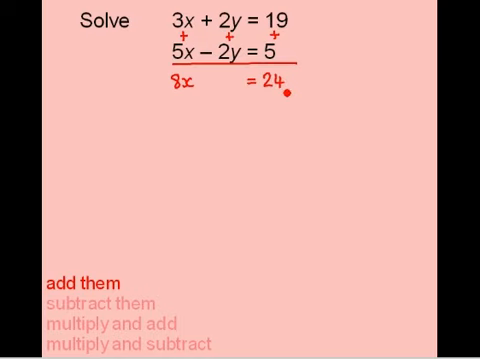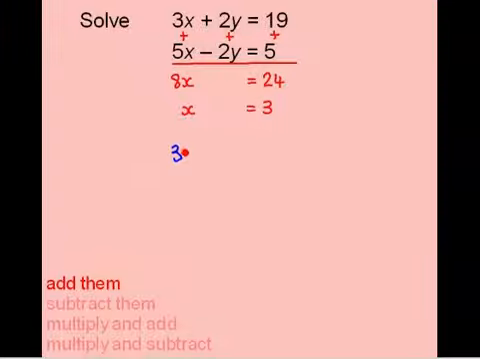Now I can solve this equation to find x. To do this, I divide both sides by 8. So I have x equals 3. I'm now halfway through. I know what x is, I just need to find the value of y. To do this, I can use either of the two equations that I was given. I'm going to choose the top one.